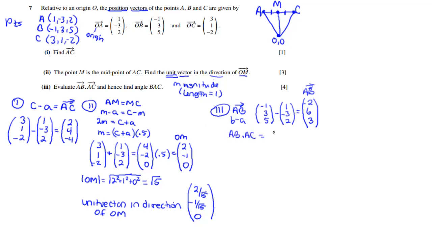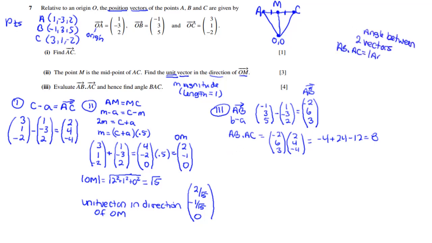To find the dot product, I'm going to line these guys up, and then I'm going to multiply. And remember, I'm going to get a number, not a vector, out of this. So it's -2 times 2 plus 6 times 4 plus 3 times -4. That's all going to equal 8.